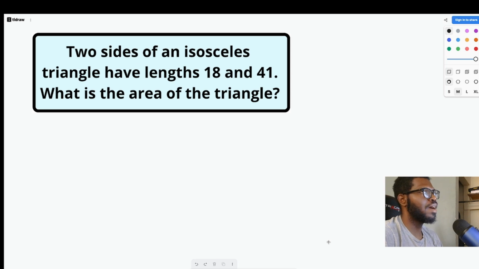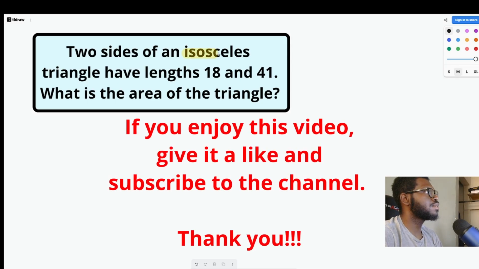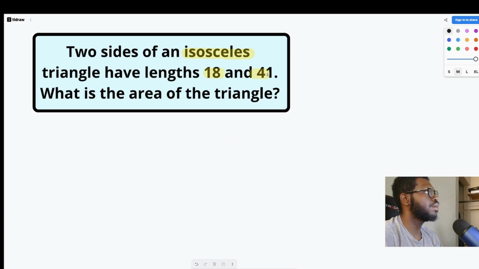In today's video, I'm presenting a geometry problem that is a little bit trickier than it looks. It says the following. Two sides of an isosceles triangle have lengths 18 and 41. What is the area of the triangle?